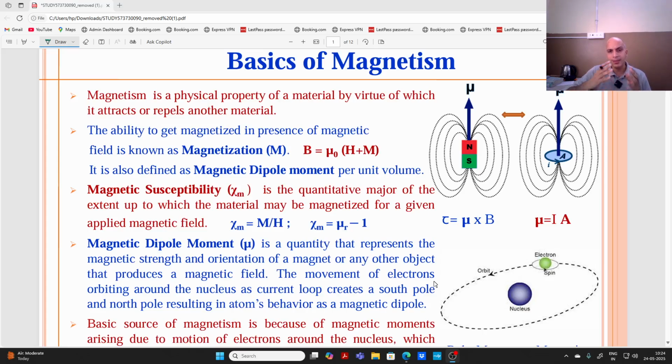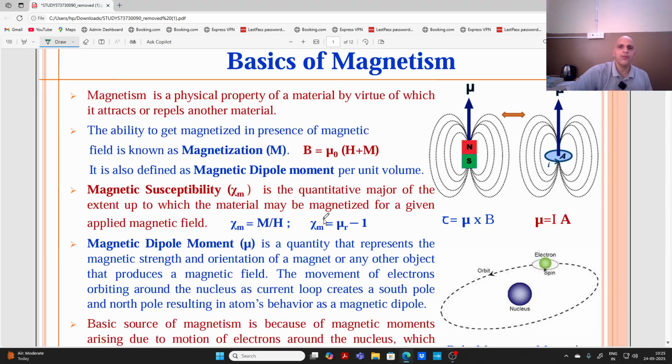So in this lecture, I will cover some important points related to the magnetic properties of the matter, right? And I will take up those points which can be asked in competitive exams, right? So I am starting with the basics of magnetism.